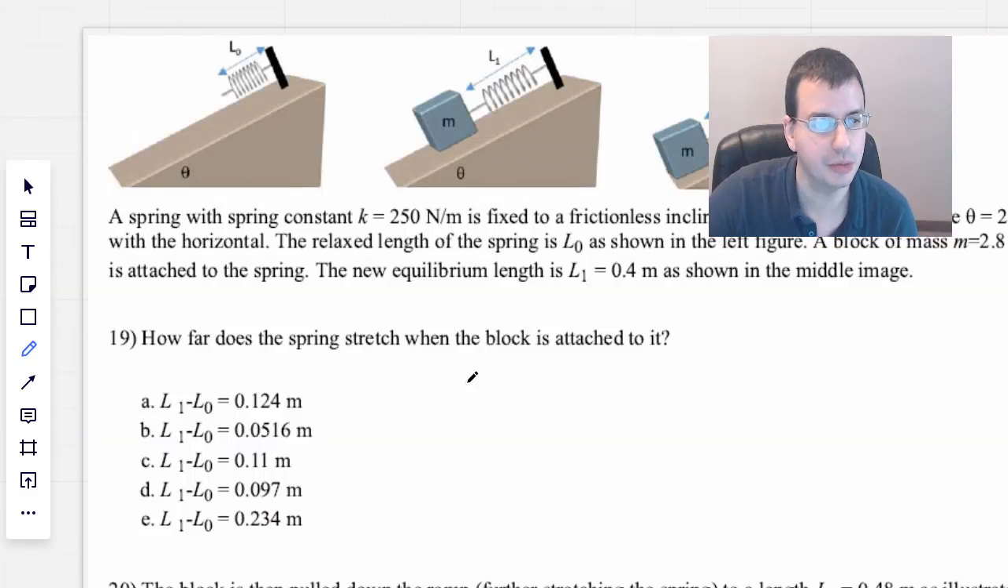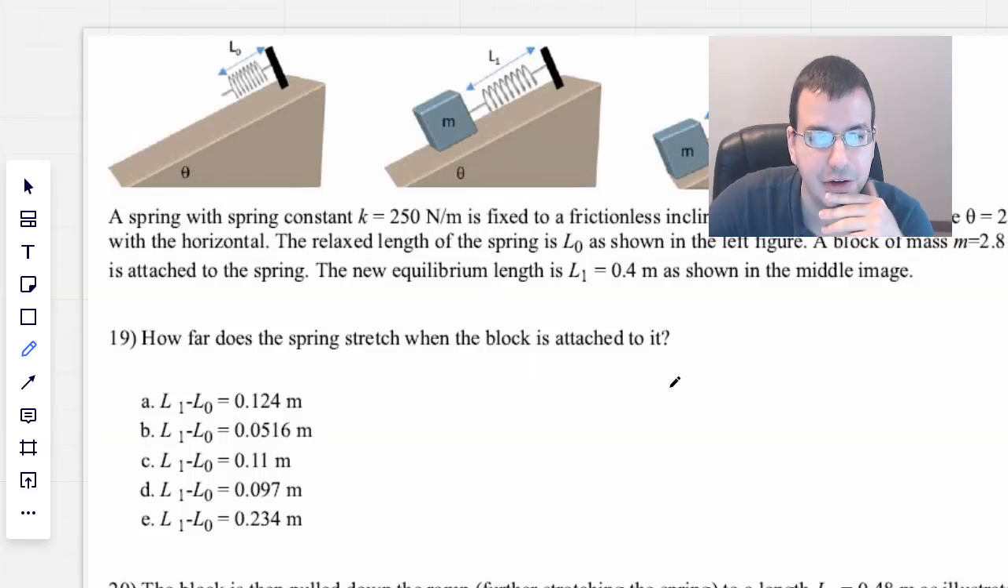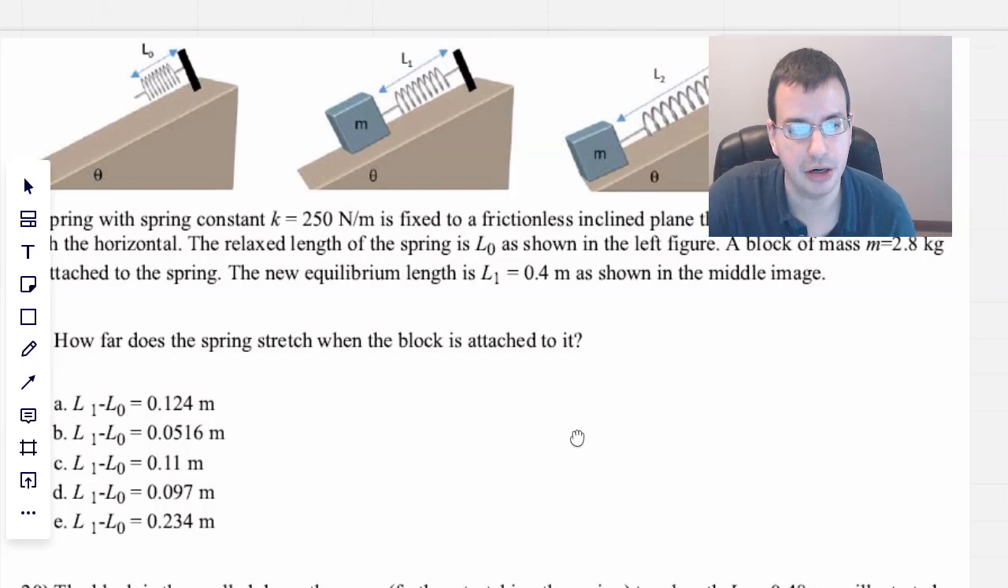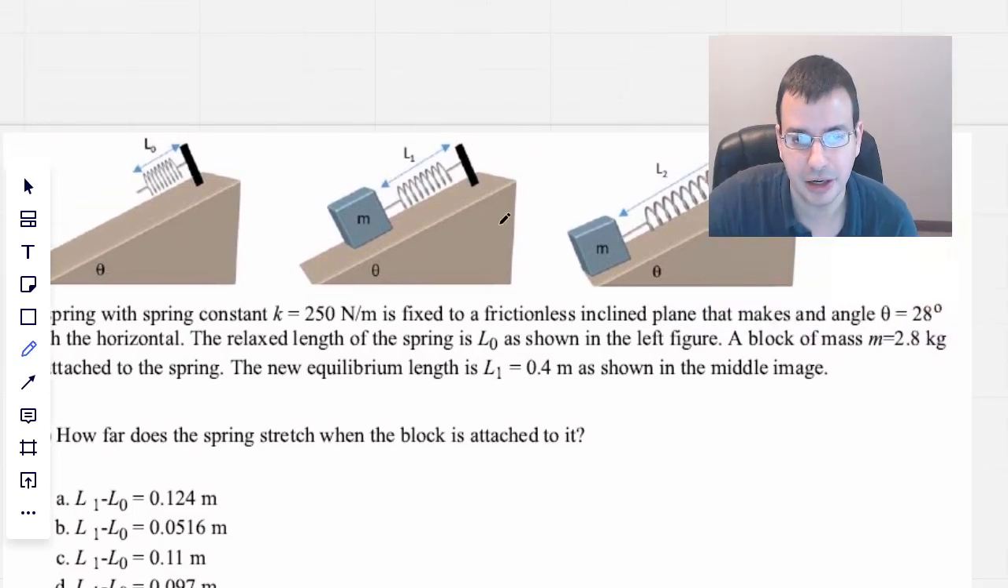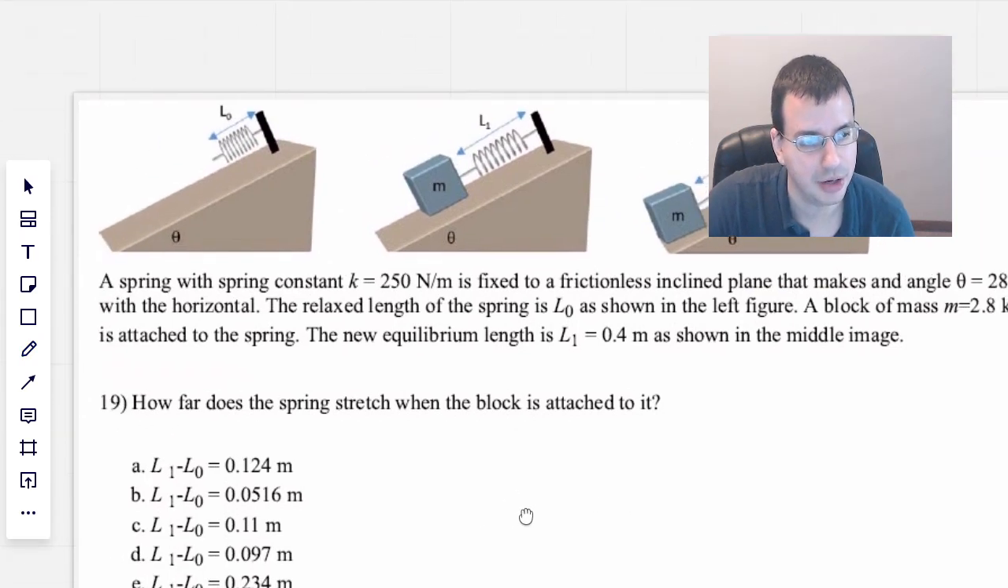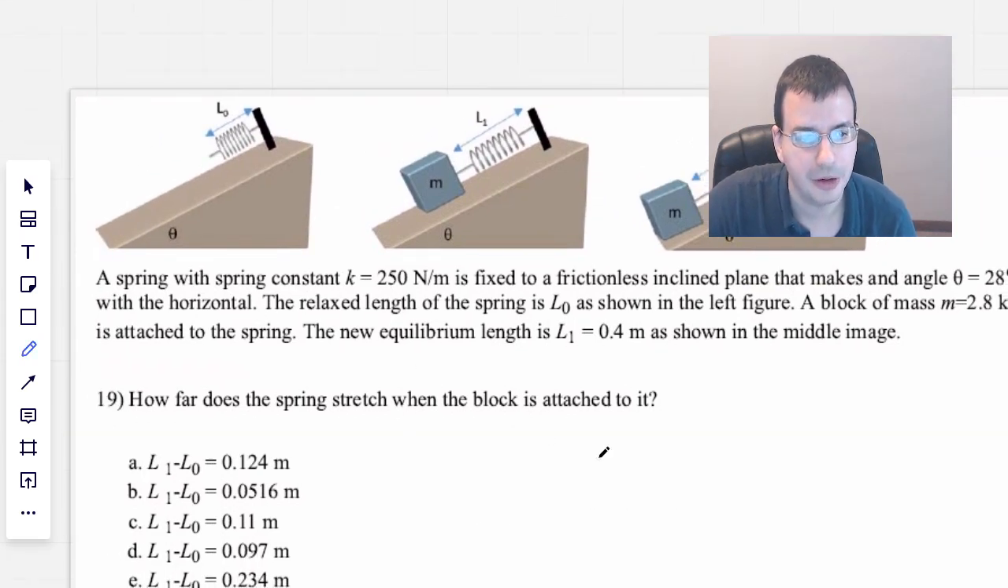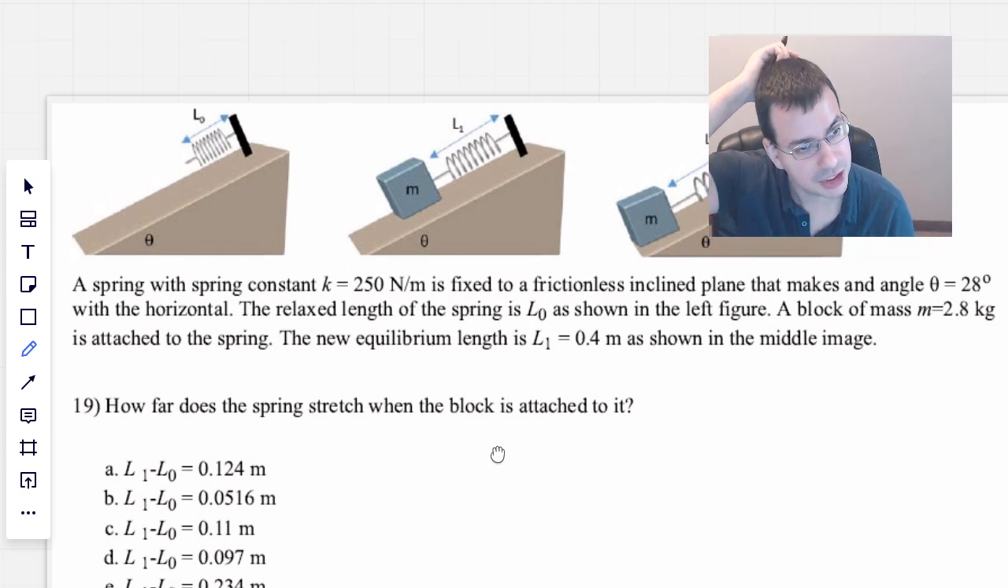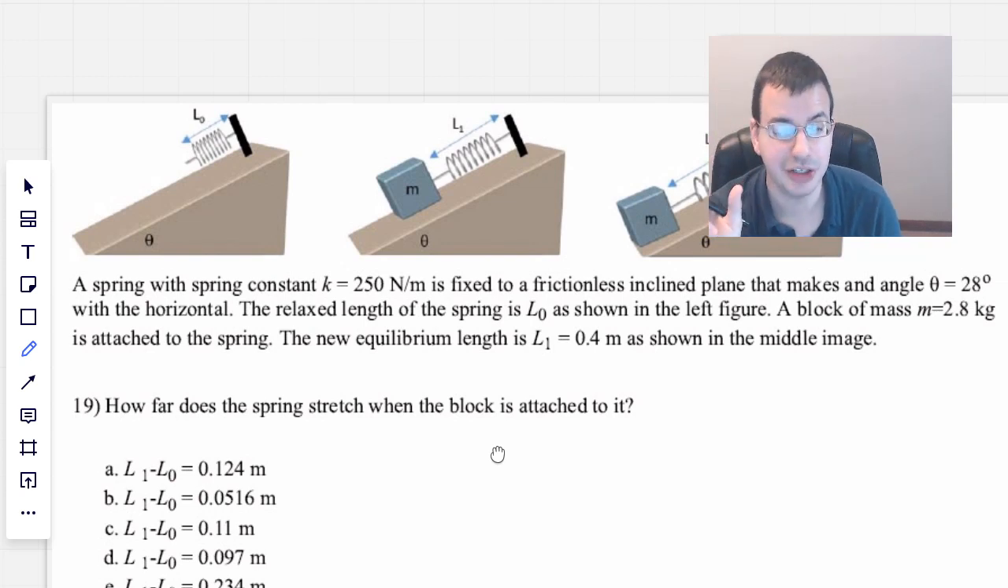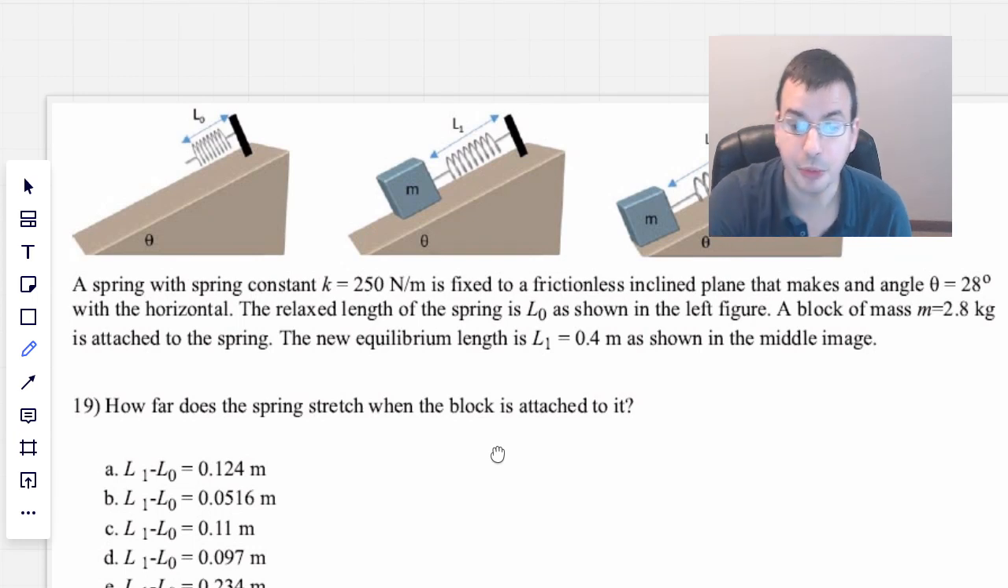A spring with a constant of K equals 250 newtons per meter, that's the spring constant, is fixed to a frictionless inclined plane that makes an angle of 28 degrees with the horizontal. The relaxed length of the spring is L0. So that means that at L0, the spring isn't exerting any force upward or downward.